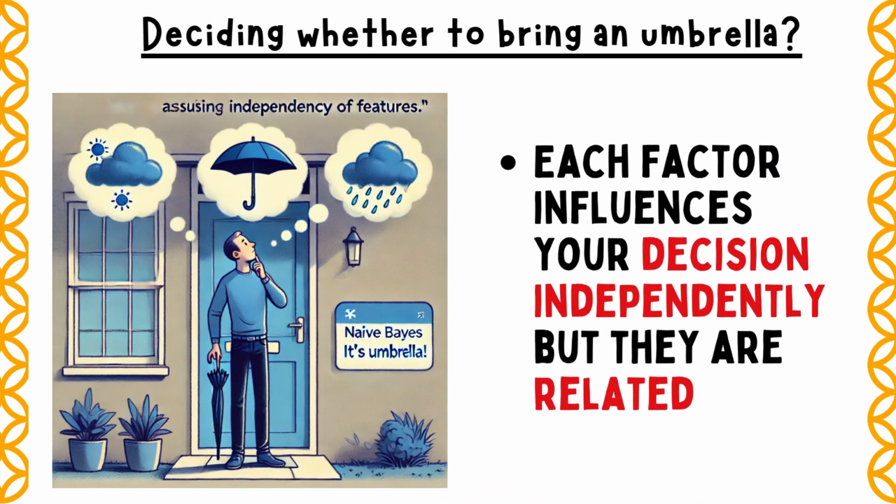Imagine you're deciding whether to bring an umbrella. You check if it's cloudy, if the forecast says rain, or if your friend tells you it's raining outside. Each factor influences your decision independently, but in reality they are related. Naïve Bayes treats them separately but still predicts well.